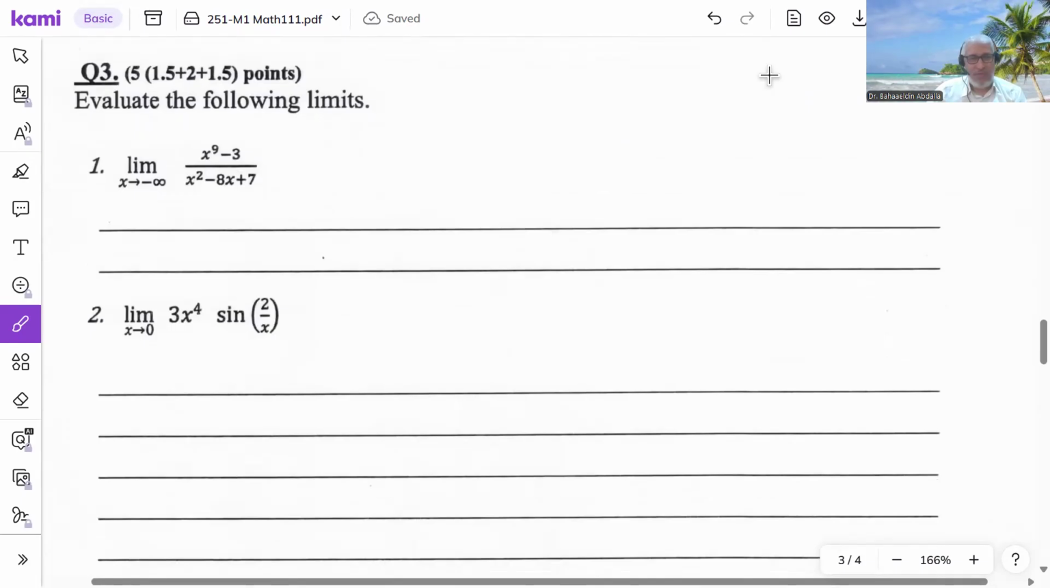Evaluate the following limits. When x approaches infinity or negative infinity, the method we learned is to take the term with the highest power in the numerator over the term with the highest power in the denominator. Now I simplify x to the power 9 over x to the power 2. I subtract the powers, so I'll have x to the power 9 minus 2, which is 7.